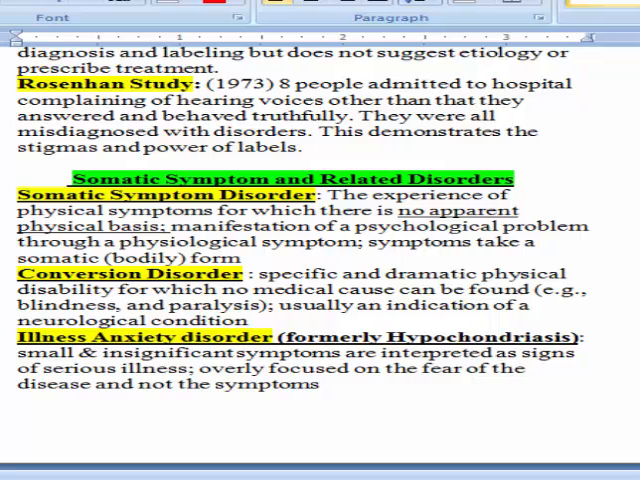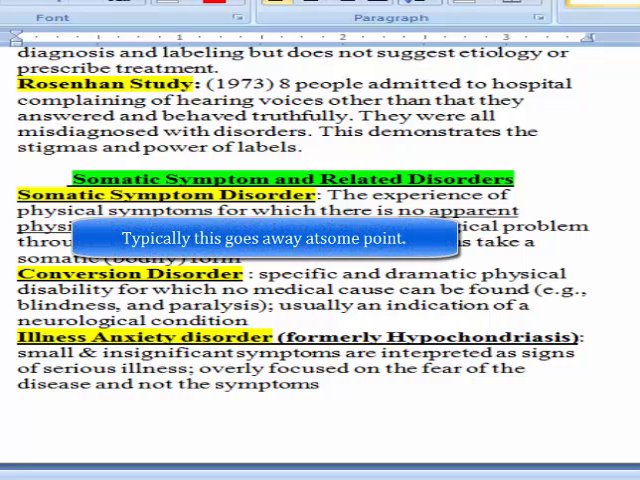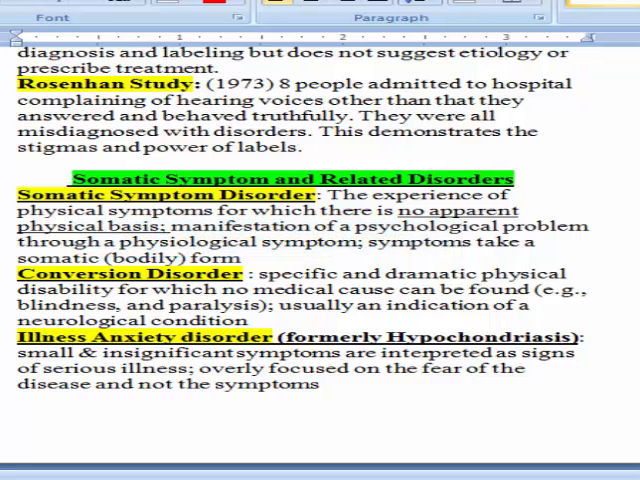So for example, something as extreme as blindness or paralysis. Usually conversion disorder is an indication of a neurological condition. So something happens, maybe you see something terrible, like a car accident, and then you're experiencing blindness following that. You go to the doctor, they scan you, they do all the tests. You are in fact blind, but there's no biological reason that they can find for why you're blind. So again, that would be an example of it being somatic, a manifestation of a psychological problem, but with a physiological or bodily symptom.